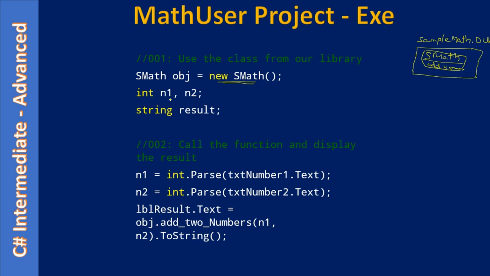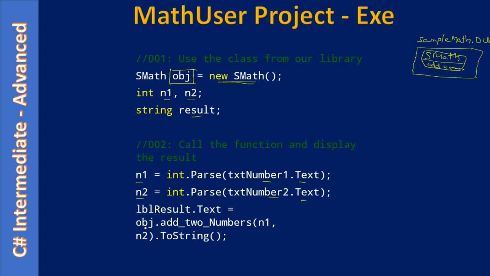New SMath, then here also we have two internal members n1 and n2, then result. Then from the UI, this is a Windows application. In the Windows application we will have two text fields. So we are taking text box 1 number and text box 2 number, and after parsing them we are storing those in n1 and n2. Next, we already created the obj instance. This instance is from our DLL project SMath. So we created the instance of the object obj.